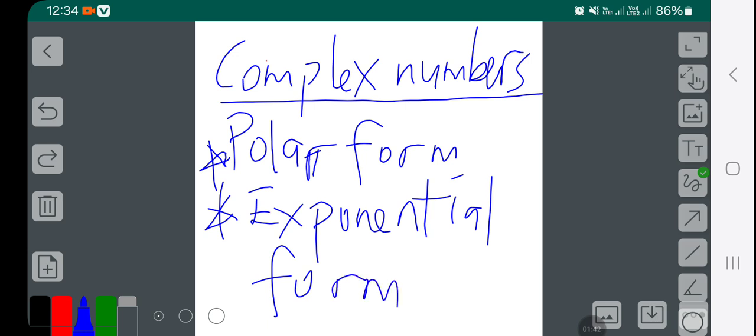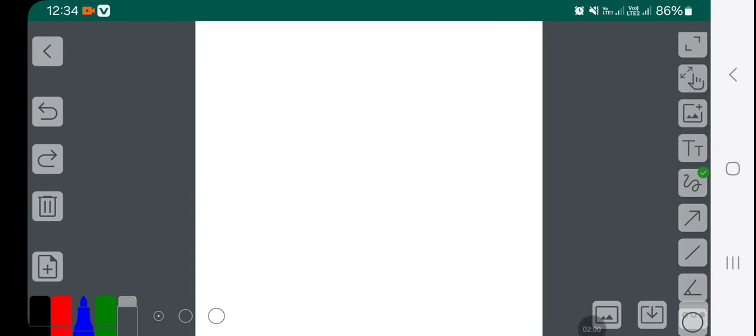Since you know from my previous video, I did try to explain the concept of complex numbers, that you have a real number and an imaginary number. For example, this one is the basic form of a complex number. Let's say we need to change this into a polar form. So you must know how to convert from this state to polar form.